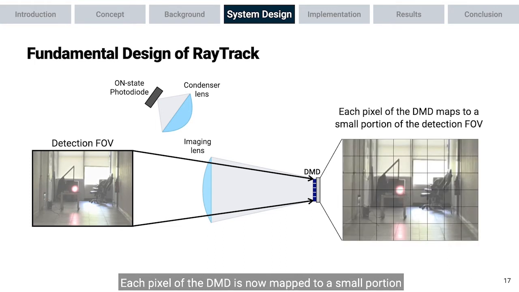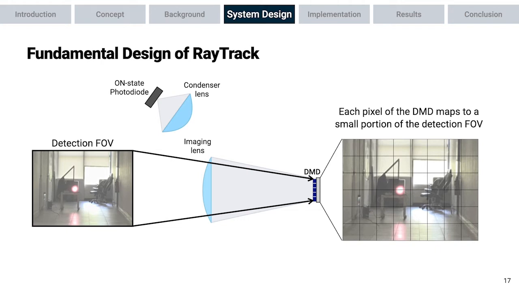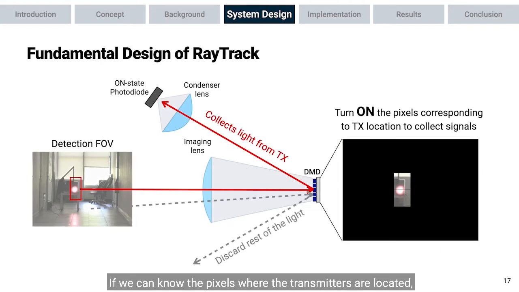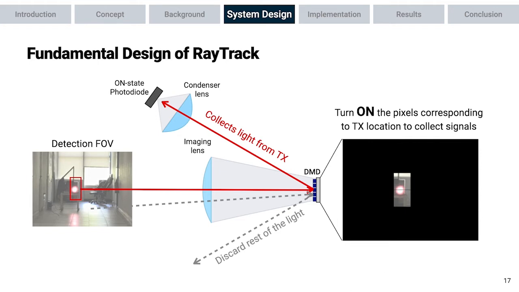Each pixel of the DMD is now mapped to a small portion of the detection field of view. If we can know the pixels where the transmitters are located, we can turn on only these pixels to create a mask, allowing only light from the transmitter to enter the receiver, and discard the signals reflected by other pixels since they are mostly interference.